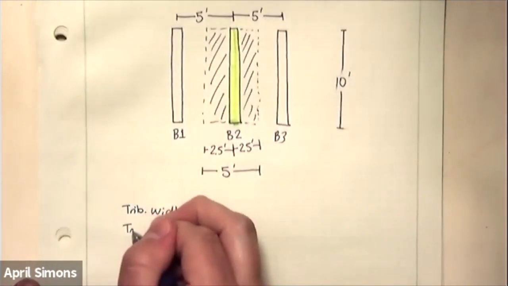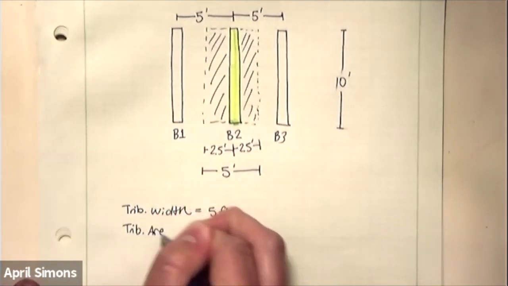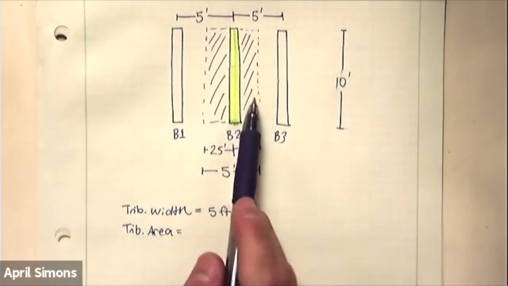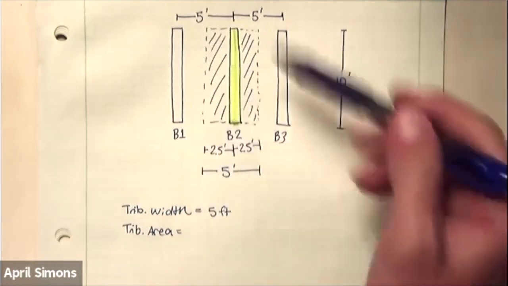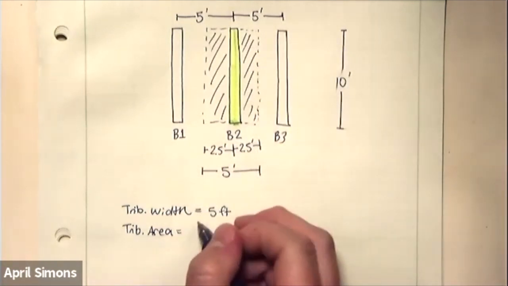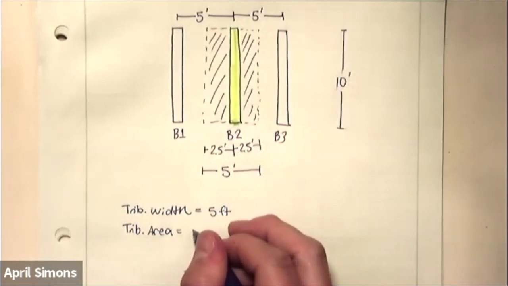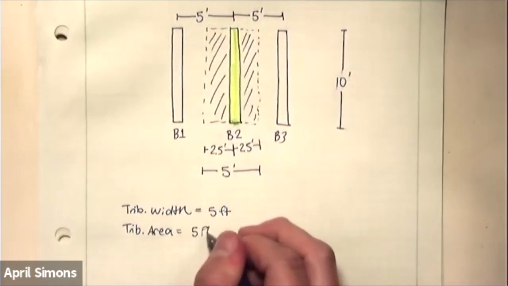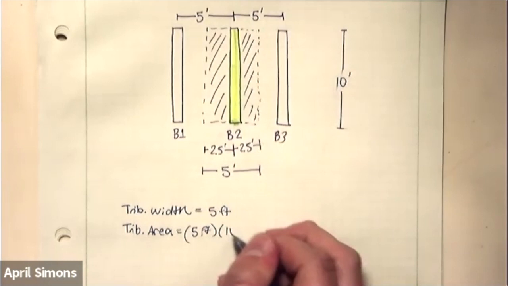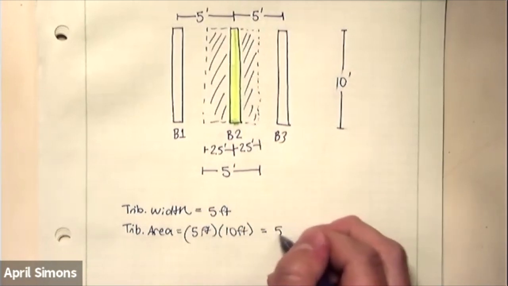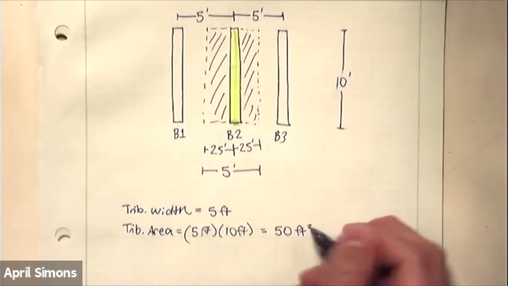Okay, our tributary area is the area that's applied to B2. So that's going to be our width times the length of the beam. Okay, so we're looking for the area on top of B2. So 5 feet times our length of 10 feet. So we'd have a tributary area of 50 square feet.